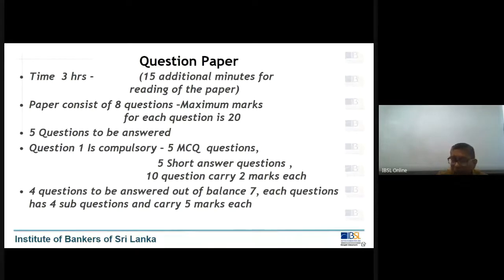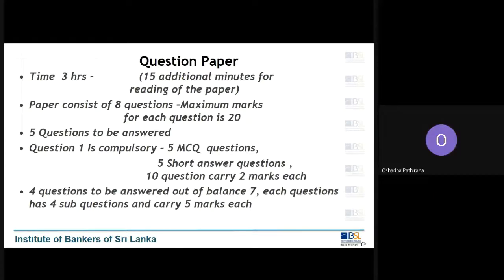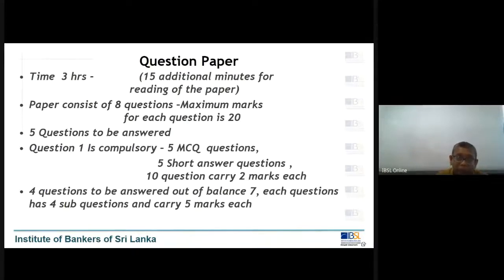So try to concentrate on question number 1. It is compulsory and very easy, right? Try to score more marks from question number 1. And 4 questions are to be answered out of the balance 7, and each question has 4 sub-questions. That means one question has 4 sub-parts which carry 5 marks each. So 5 into 4 is 20. Any question?